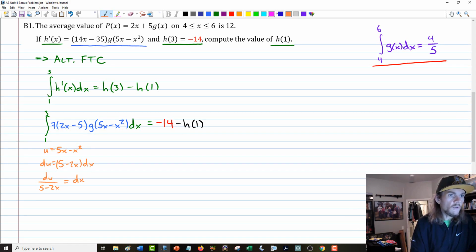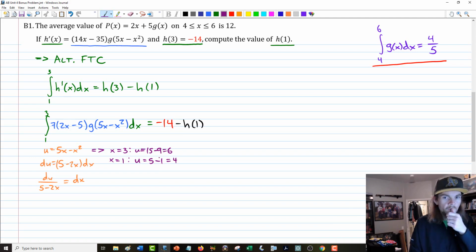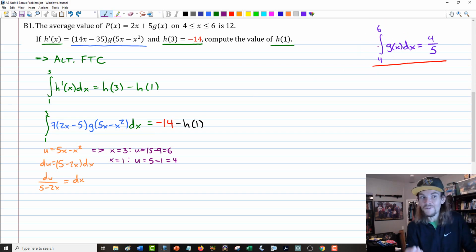But in addition, I also want to make sure that I tackle those limits of integration here. Those are x values. Let's just convert them to u values. Like you never know what might happen there. So first of all, if x is equal to 3, then u is going to be 15 minus 9, which is 6. And if x is equal to 1, u is going to be 5 minus 1, which is 4. Now, as soon as I say that, you might think, hey, wait a second, haven't we seen 4 and 6 before? And the answer is yes, we have. 4 and 6 match this original integral, so maybe there's some connection there.